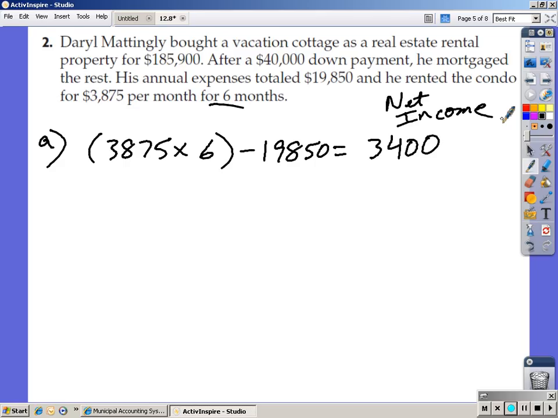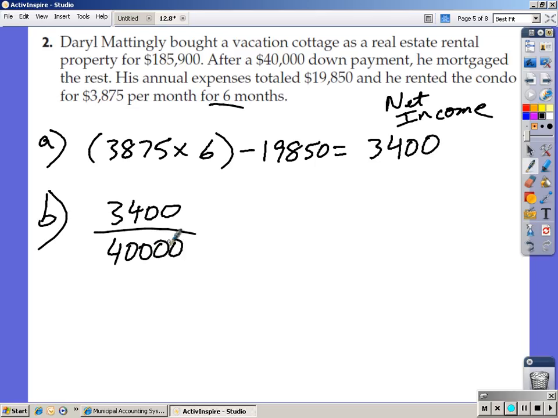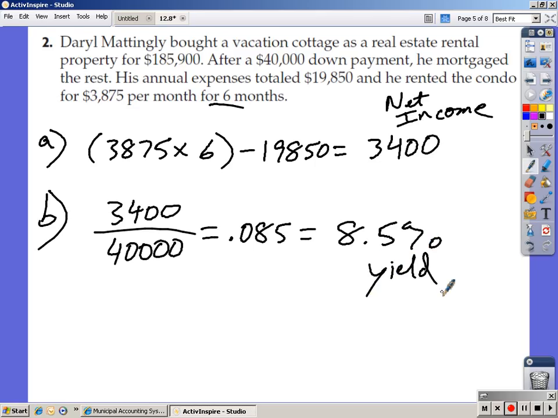Okay? Now, let's go about finding our yield. Take the annual net income divided by the down payment. Okay, the money that he's invested in it, $40,000. And we have 0.085, which is 8.5% yield. Okay? All right.